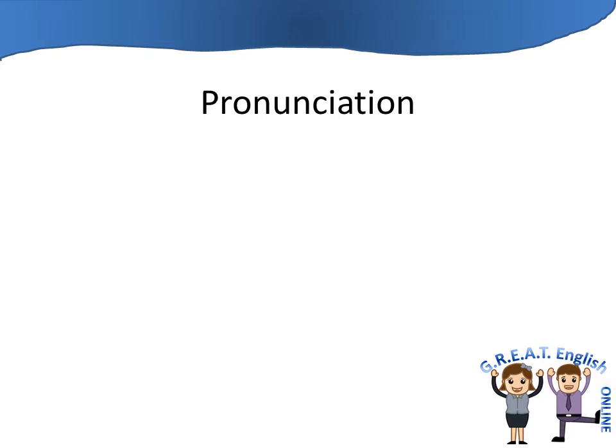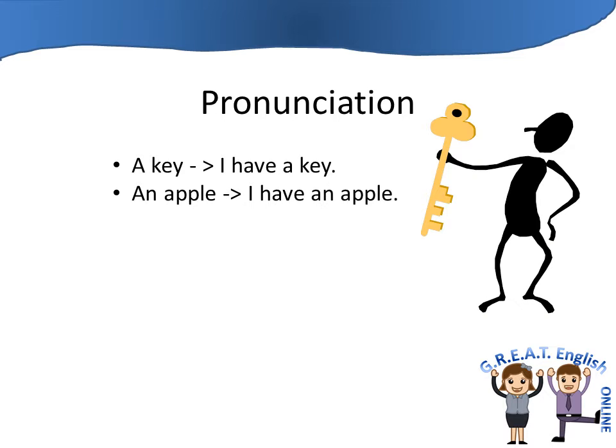I also get questions about pronunciation. When we speak very slowly, we can say a key, a bear. When we put this into a sentence or phrase, however, it becomes a. I have a key. And very often it will actually connect with the vowel sound that precedes it. I have a key.